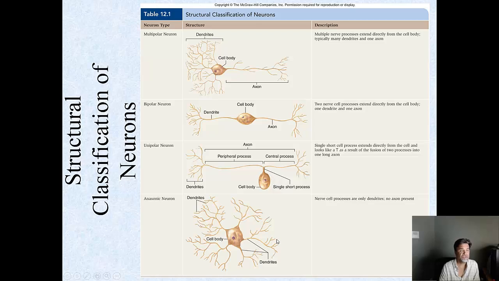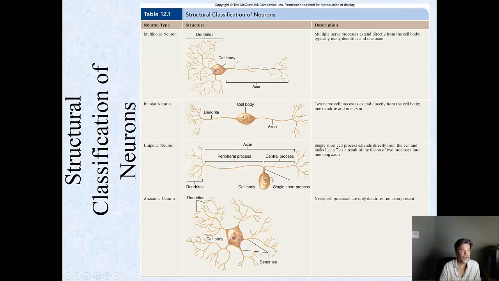There are 4 structural classifications of neurons. The first one that we want to talk about, we'll go bottom up, is anaxonic. Typically these are only found in the brain. There's actually no axon present. They have a highly specialized purpose. We're not going to really deal with these again.